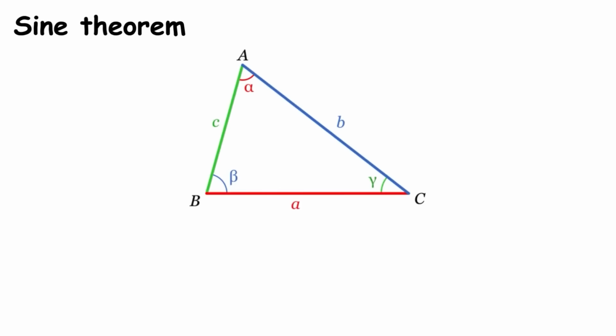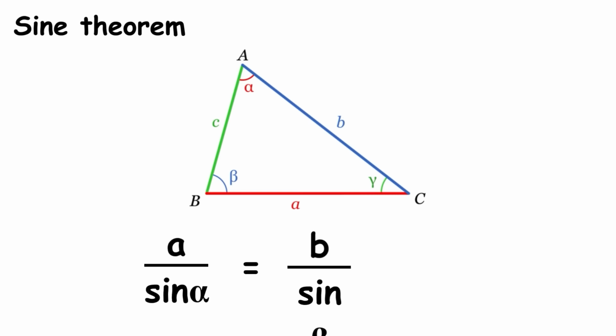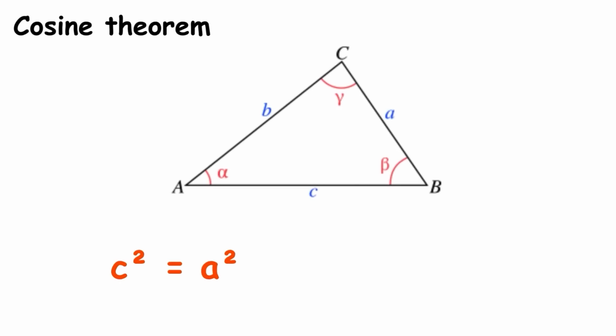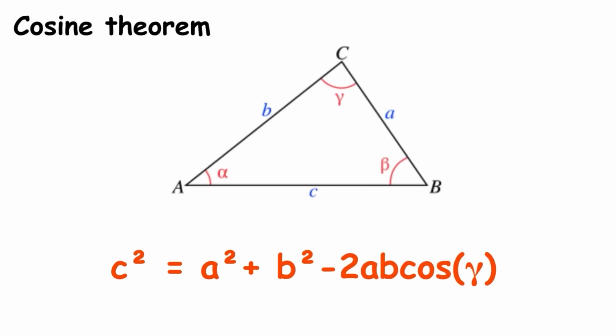Sine theorem. A over sine of A equals B over sine of B equals C over sine of gamma. Cosine theorem. C squared equals A squared plus B squared minus 2AB cosine gamma.